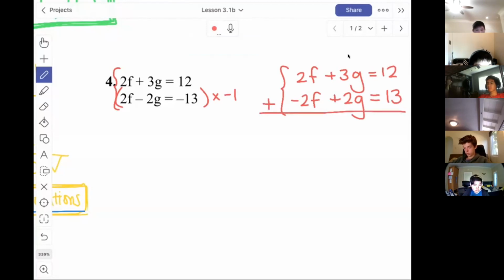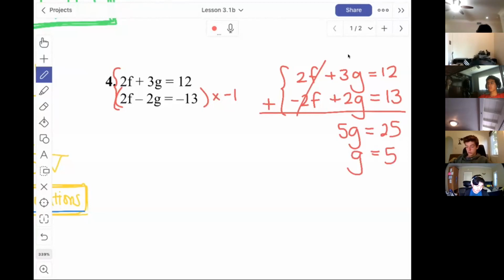All right, so Gino, take over from here. So df is gone because it cancels each other out. And then 5g and then 26. So 20, then, no wait, 25. Yes. All right. g is equal to 5. Good, keep going. What do I do after that? After that, you plug g into one of the equations. Good, which one do you want to pick?